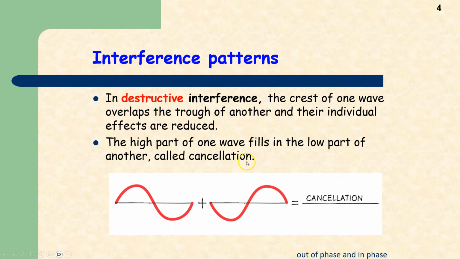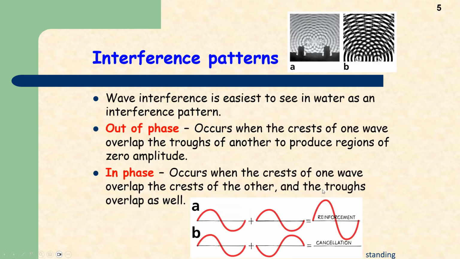Destructive interference occurs whenever the crest of one wave overlaps the trough of another, and the trough overlaps a crest, and you end up with cancellation. The waves just cancel each other out. They add up, and if this was +1 and that's -1, well, +1 minus 1 is 0, and that occurs over the entire length of the wave.